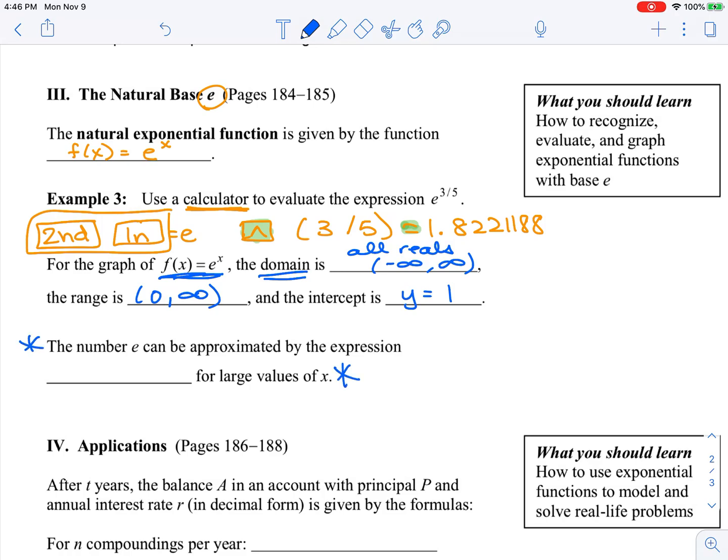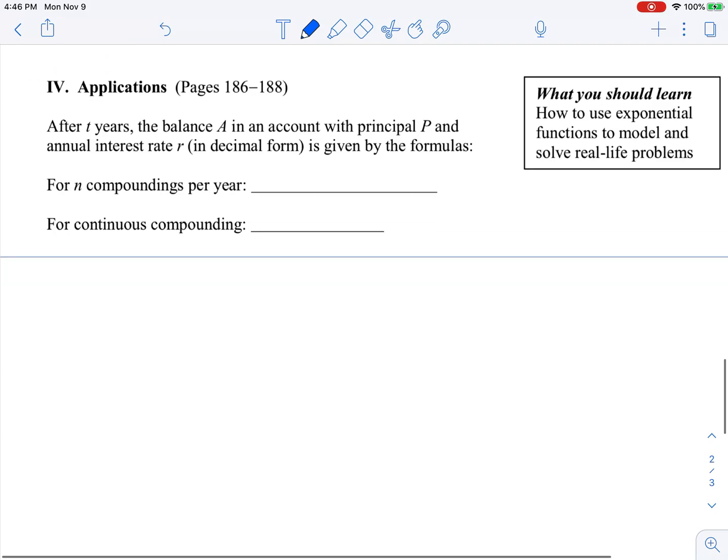And then there's this little kind of fun math note that the number e can be expressed by the expression 1 plus 1 over x to the x power for large values of x. So if you use that function, it gets close to defining what the number e looks like for the biggest values of x.